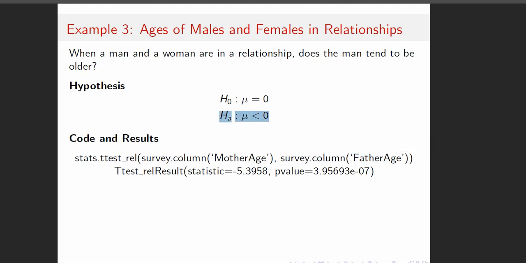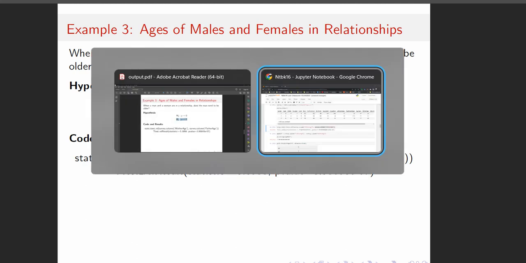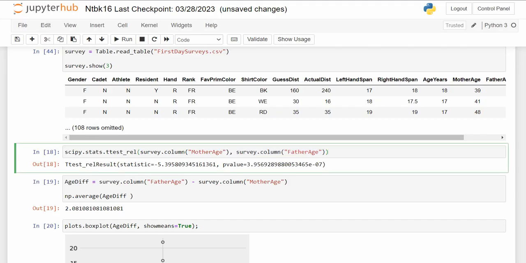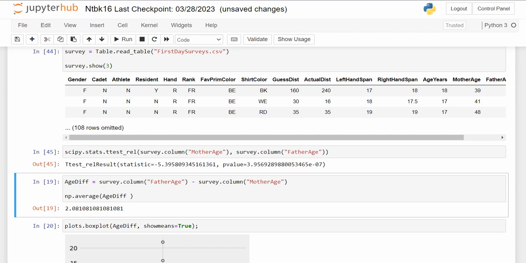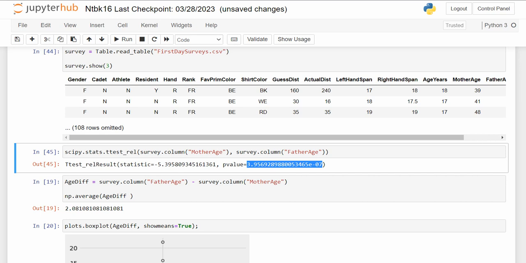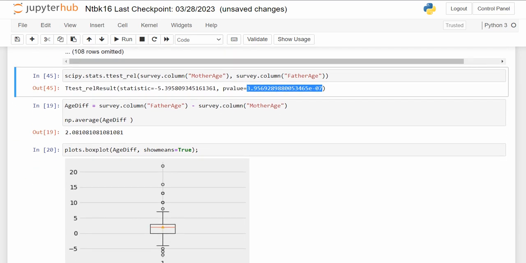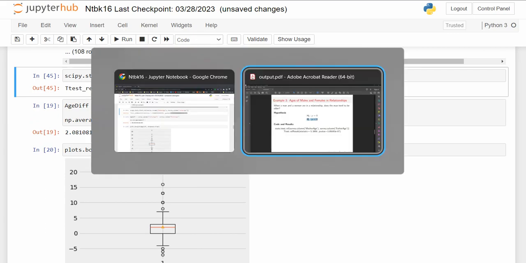We're checking to see, this alternative hypothesis is checking to see if in fact the men are older. And as you can see, when we run that, we get a p-value of 3.96 times 10 to the -7th, so it's very small. And we'll take a look at the box plot in just a moment.